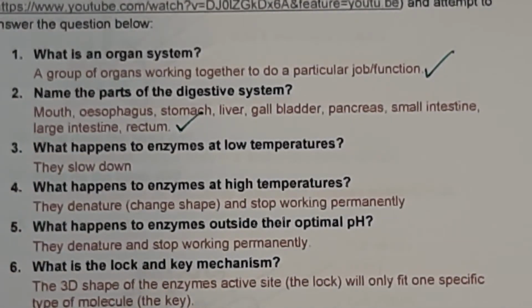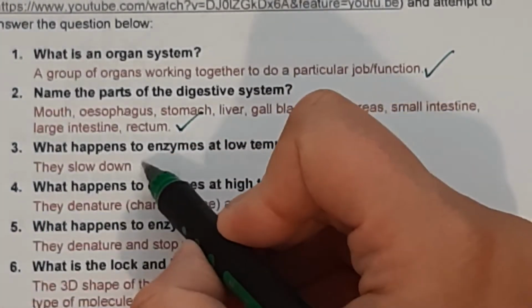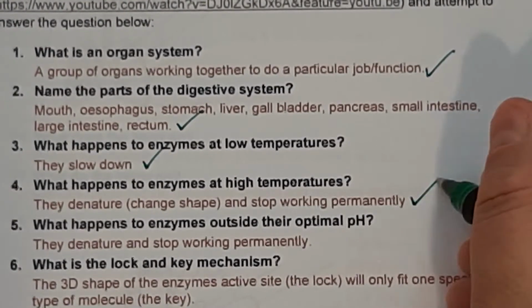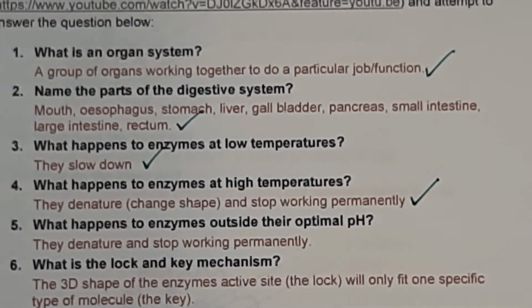Question 3. What happens to enzymes at low temperatures? Well, they slow down. Question 4. What happens to enzymes at high temperatures? They denature. That means they change shape and they stop working permanently, so that even if you put the temperature back to normal, they will never work again. Question 5. What happens to enzymes outside their optimal pH? So they denature and stop working permanently, just like at high temperatures. Okay, so if you send them too far out of their optimal pH, they're completely denatured and permanently broken.